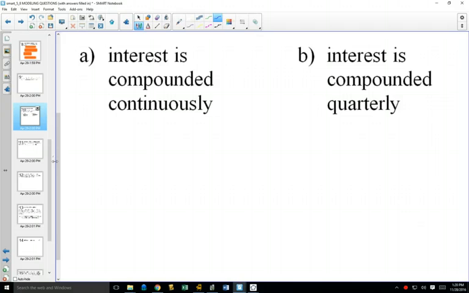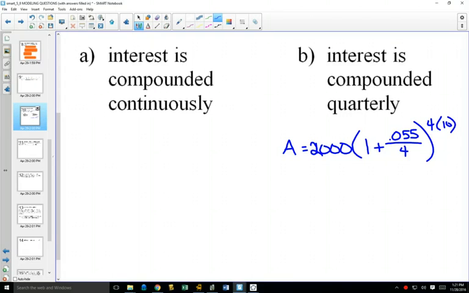So starting off with quarterly, how much did we have? $1,000? $2,000. Oh, look at this. Good recovery. 1 plus interest rate was 5.5%. Compounded quarterly is only 4 times per year. And this is after 10 years, so it'll be 4 times 10. This we can just put our numbers in directly. 1 plus 0.055 divided by 4 to the power of 40.